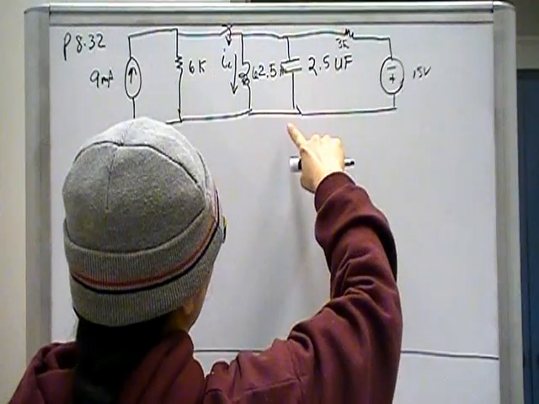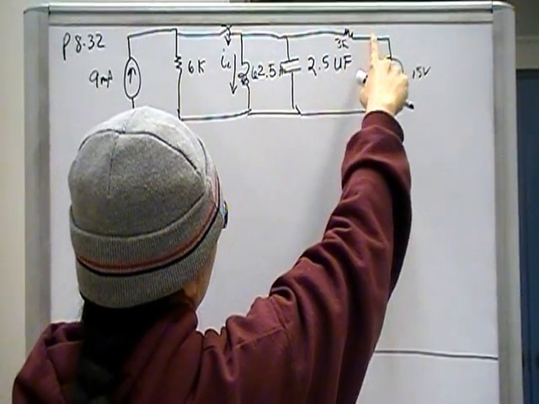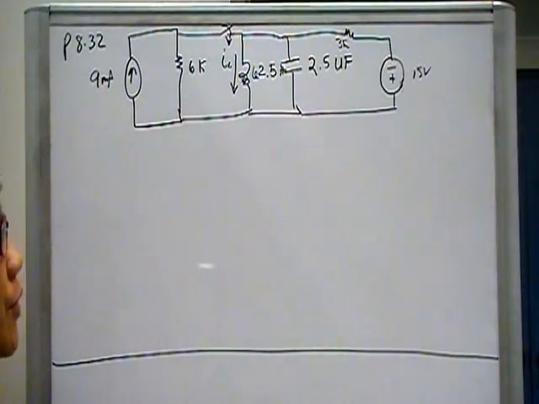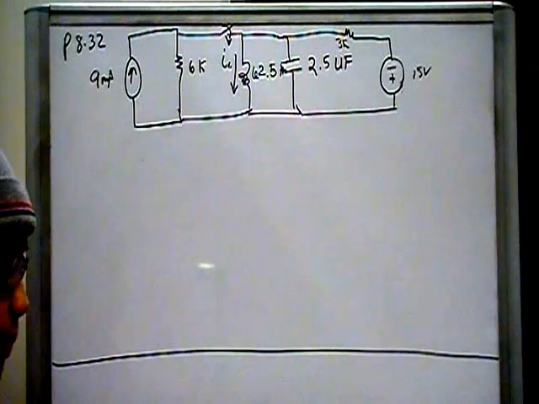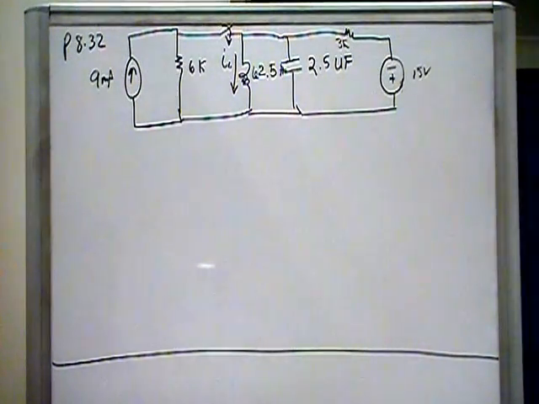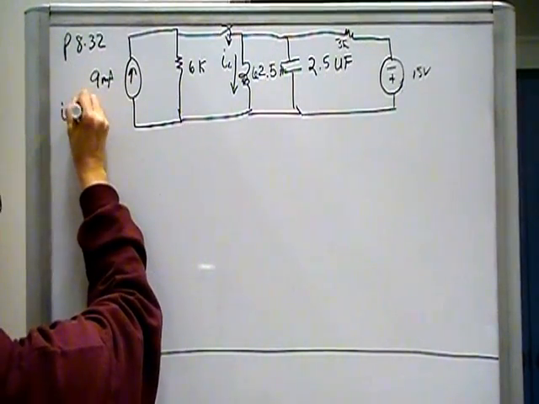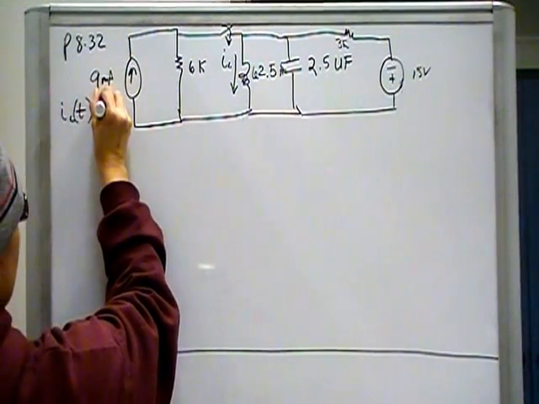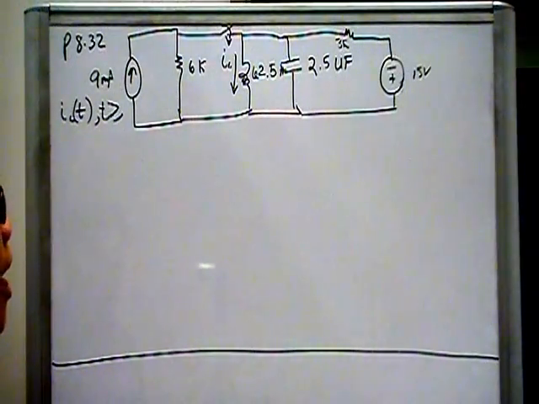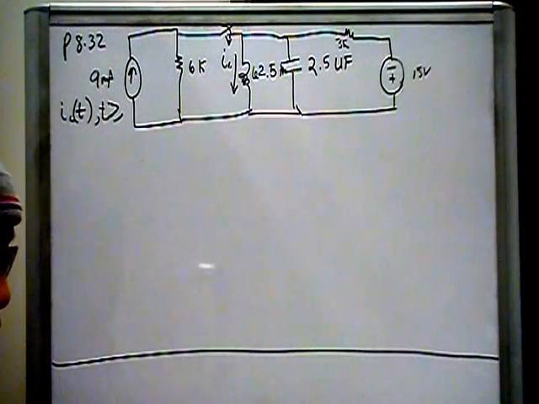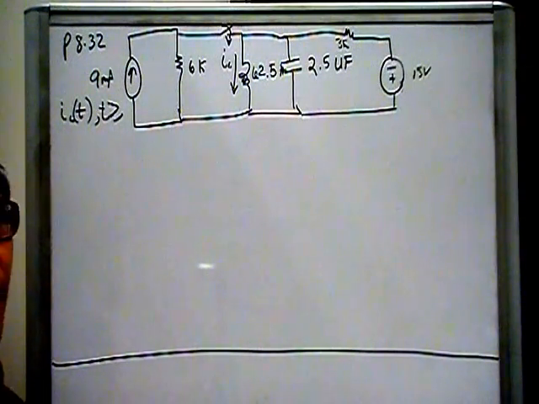And that branch is in parallel with a series connected 3 kilo ohm resistor and negative 15 volt independent voltage source. So what we need to find is the general equation for the inductor current. General steady state equation for the inductor current. And that is basically going to be the final current and the natural response current.